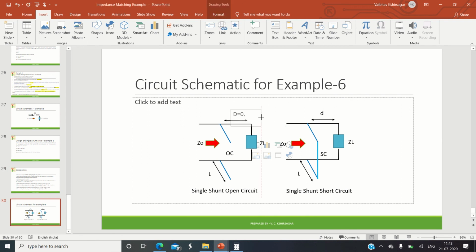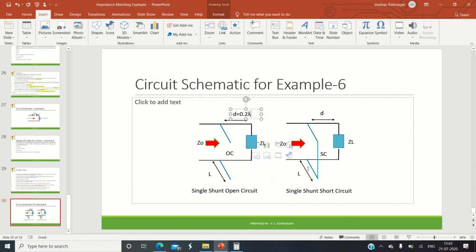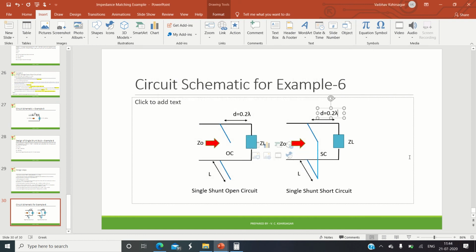I will increase this one a little bit further. Small d is equal to 0.2, and I will insert the symbol lambda. Okay, 0.2 lambda, and here it is also the same, because the distance is not going to change. The location of the stub is common for both configurations. D is equal to 0.2 lambda. I will insert the symbol again.